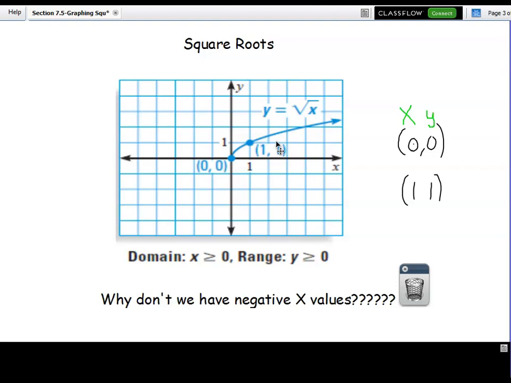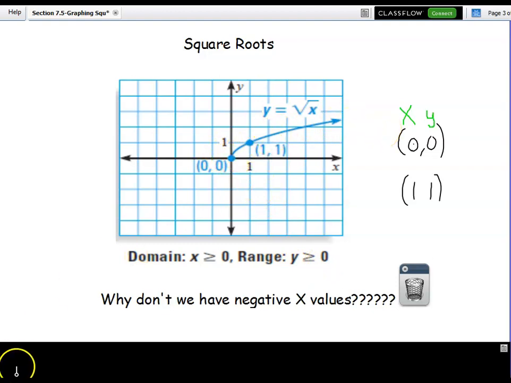So every time you graph a square root, you are going to graph 0, 0 and 1, 1, or the transformed version of that. We can't have a negative square root, which is why the domain, remember that's x values, is greater than or equal to 0. My range is y greater than or equal to 0 here. So it's a little curve like that, and it goes on.